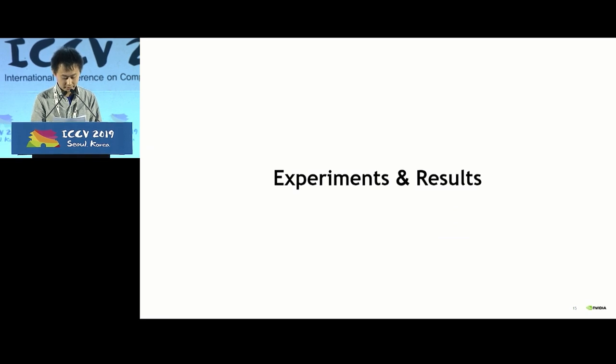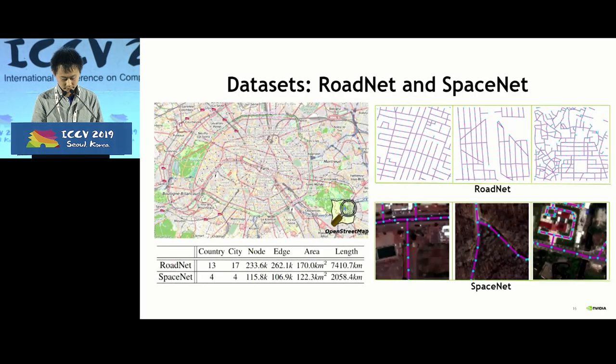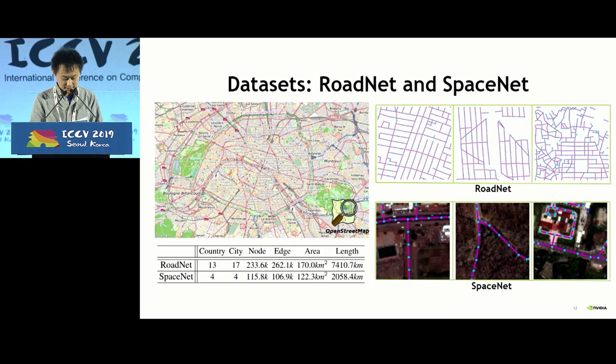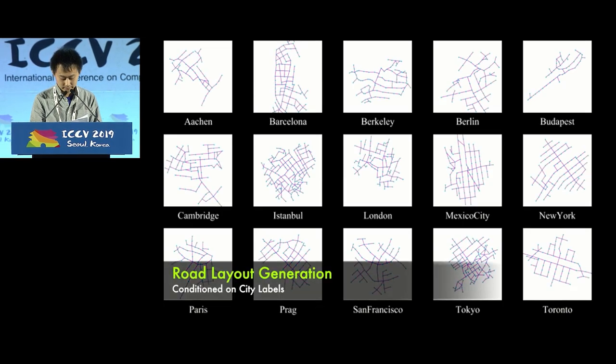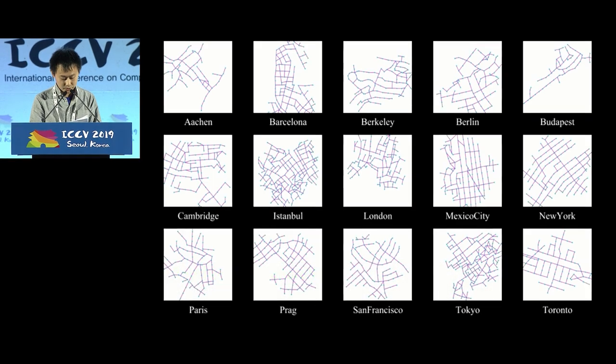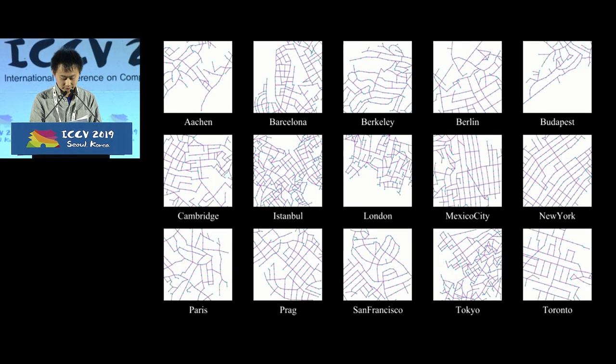Let's now take a look at the experiments and results. We train our model using RoadNet, parsed from OpenStreetMap, as well as the publicly available SpaceNet dataset. Here, we show the iterative generation process using our NTG model. It can be seen that our model captures the unique layout style of different cities.